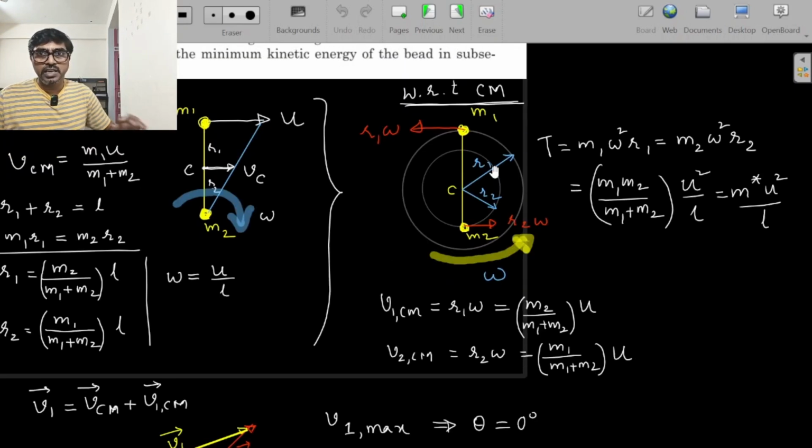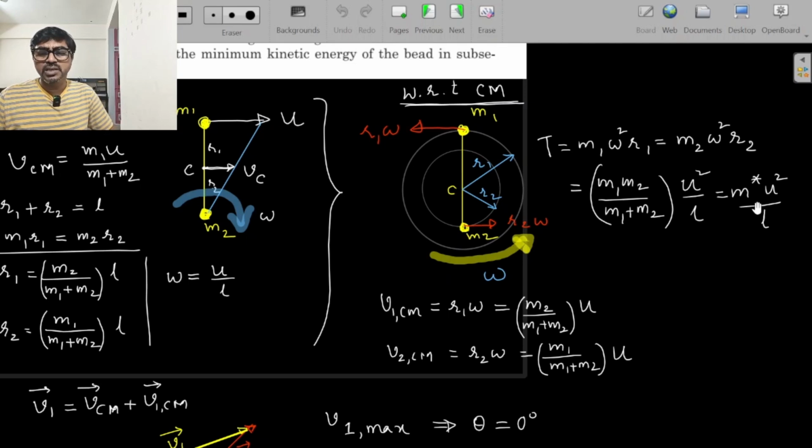Of course we are dealing with a slightly different question, we will get back to the original question, but before that this is a prelude. So T equals mass of particle 1 into centripetal acceleration of particle 1, which is omega square r1, or equivalently mass of particle 2 into centripetal acceleration of particle 2. Either way you substitute r1 or r2 here, you will get m1 m2 upon m1 plus m2 times u square by L, where m1 m2 upon m1 plus m2 is generally called reduced mass.